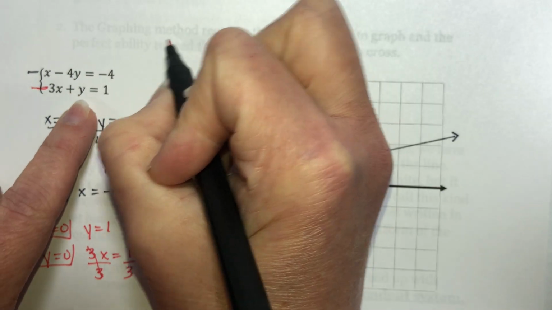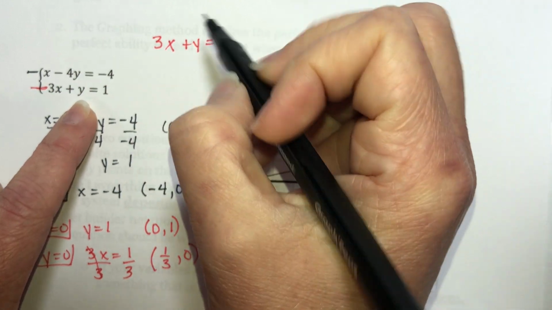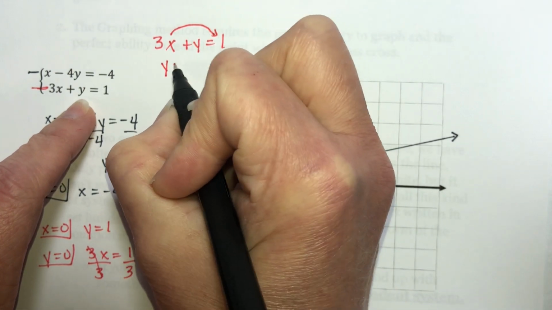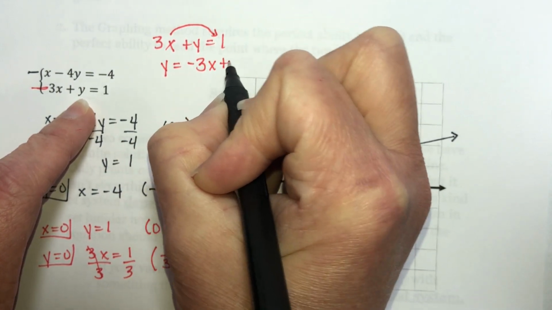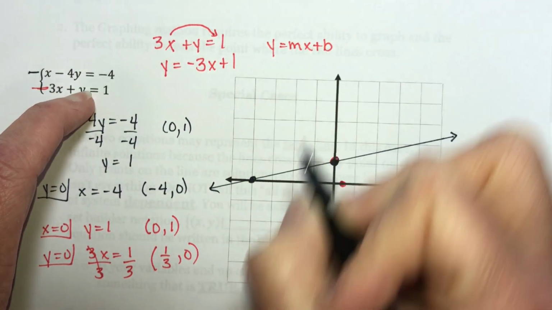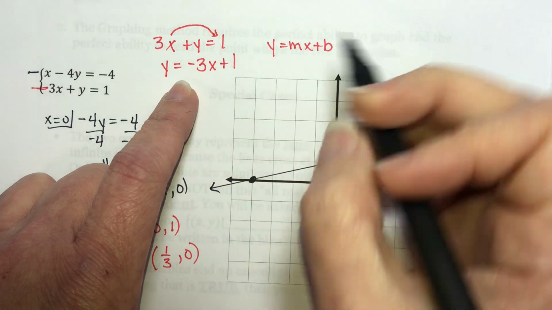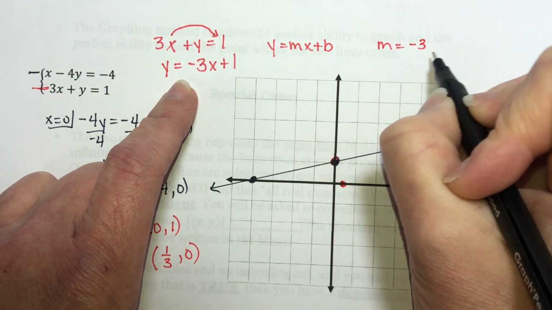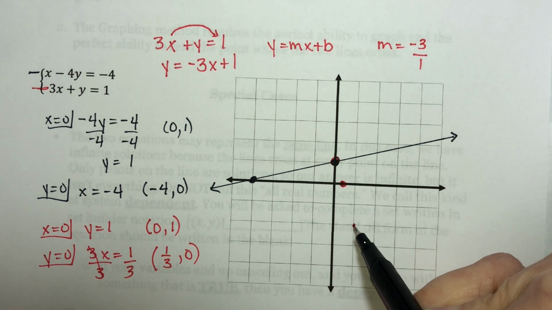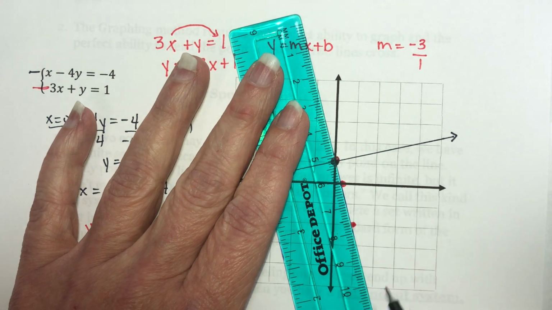If we have 3x plus y is equal to 1, and I move this over to here by subtracting 3x from both sides, I have y is equal to negative 3x plus 1. Remember y equals mx plus b? 1 would be your y-intercept, which is right here. Your slope is negative 3, which is negative 3 over 1. So from this point, we can go down 3 and over 1. So those are two different methods to get the same line. You can see that my estimate of 1/3 here lines up.